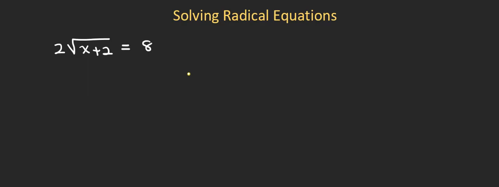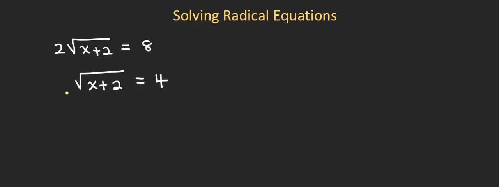In this video, we're going to solve radical equations. So let's take a look at the first example. We have 2 radical x plus 2 equals 8. So what you want to do is divide both sides by 2. So you get radical x plus 2 equals 4.